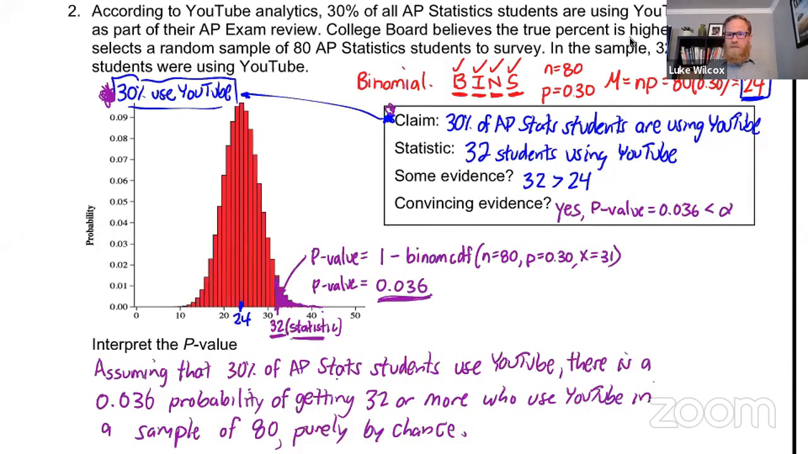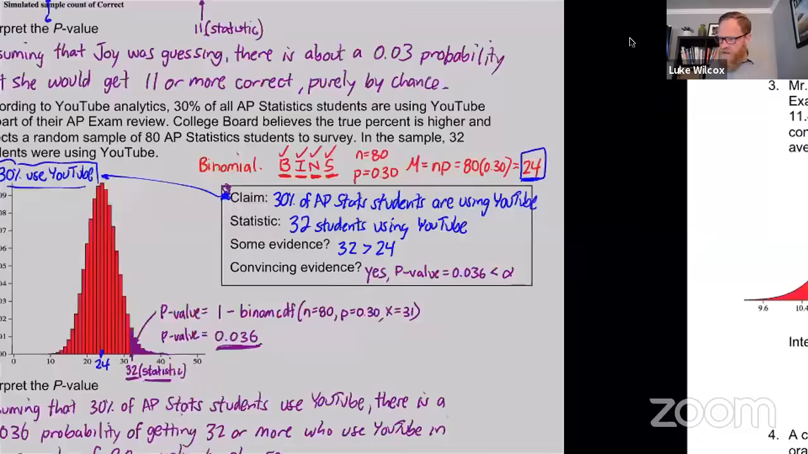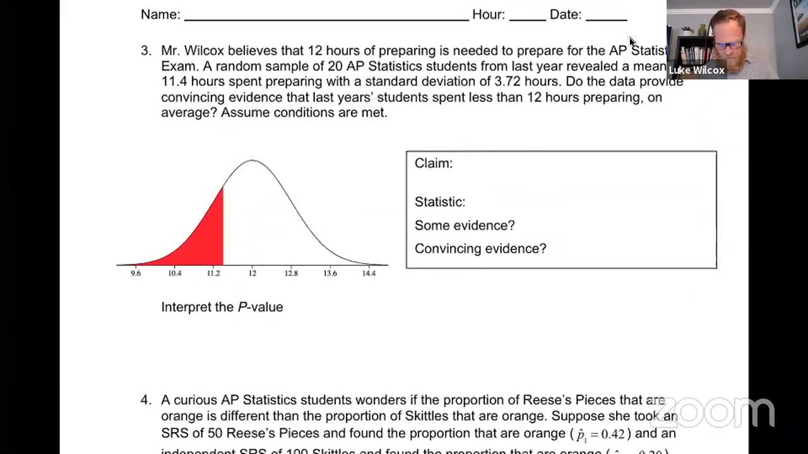So that takes care of number 2. And I think we are ready to move into the more formal significance tests that you started seeing towards the end of the year in AP Statistics. So let's go ahead and jump to number 3.